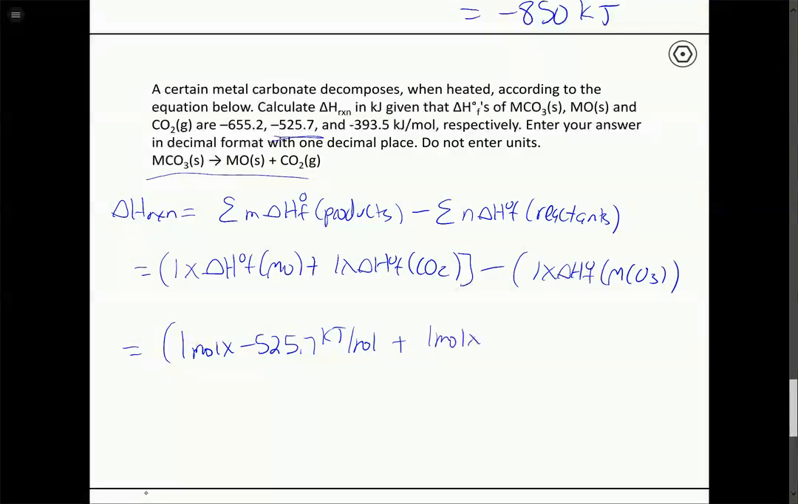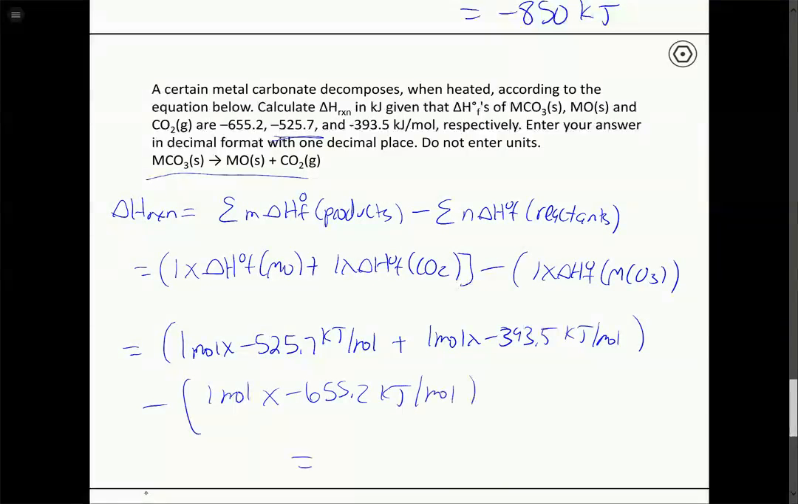We have 1 mole of CO2, its delta H formation is minus 393.5 kilojoules per mole. And then we're going to subtract from that 1 mole of MCO3, and its delta H formation is minus 655.2 kilojoules per mole. So when we do all the math, what we get is minus 264 kilojoules.